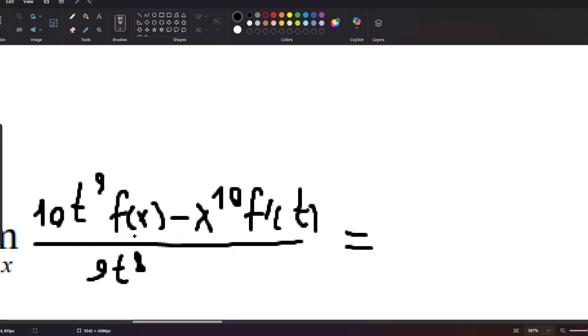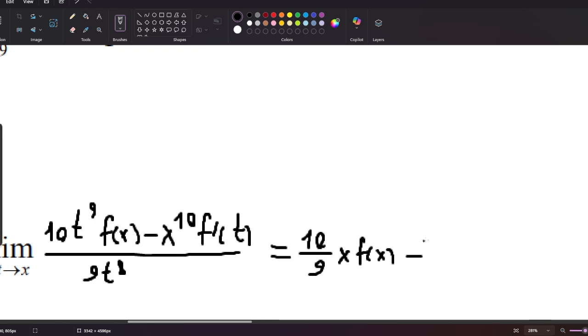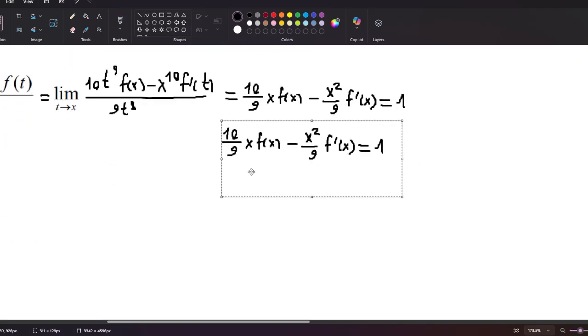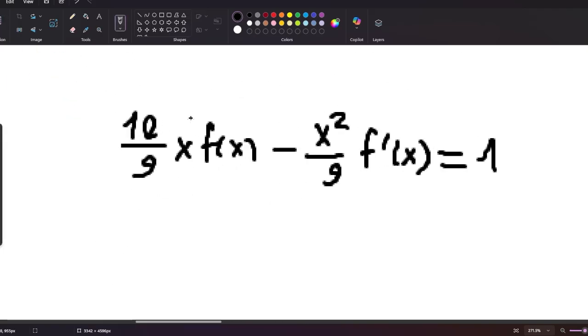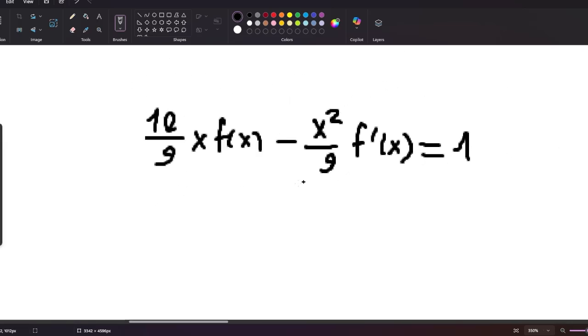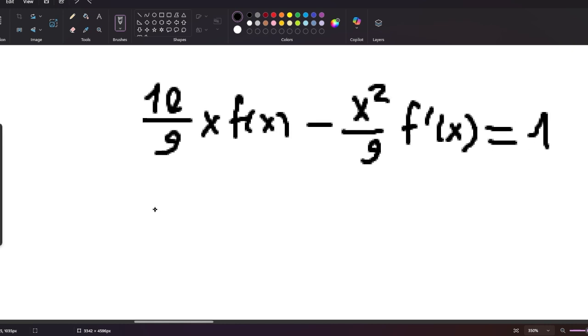So the first part is going to be 10 over 9 times x times f of x minus x squared over 9 f prime of x, and as we know that's equal to 1. Now all we have to do is solve this linear differential equation, which is not particularly difficult. Let's first divide everything by minus x squared over 9.